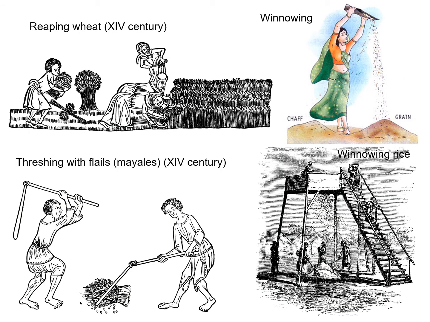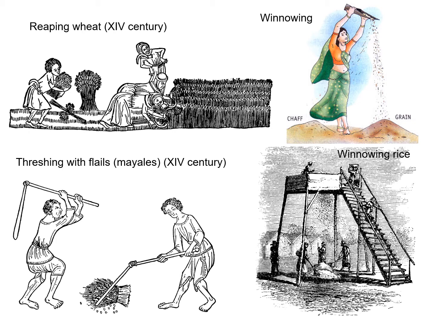Here we see some pictures of older practices in harvesting cereals. First, 14th century, reaping wheat. We are cutting, leaving the plants in the field for drying. Here we are seeing one way of winnowing. We will make use of natural wind conditions for separating the chaff from the grain.